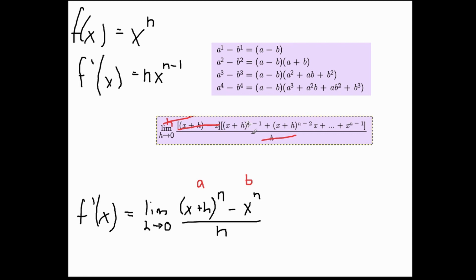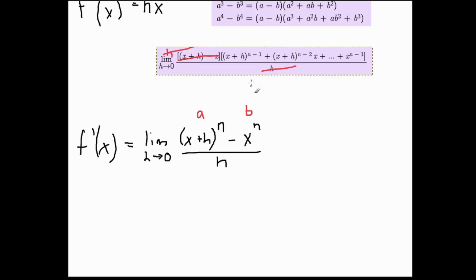Now, what we have to do is we have to plug h into this equation. We have to make it equal 0. So then when we do that, we just cancel out all the h's. Boom, boom. And now we just get a sequence of x. We just get a repeated sequence of x to the n minus 1 plus x to the n minus 1 plus x to the n minus 1.